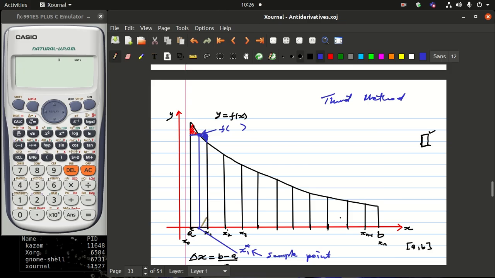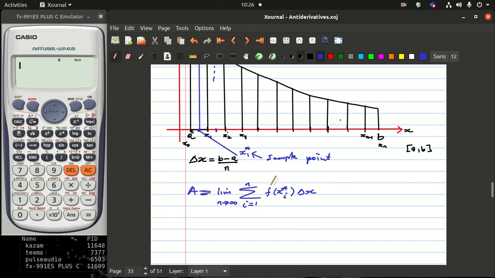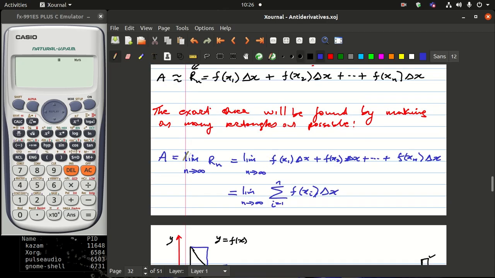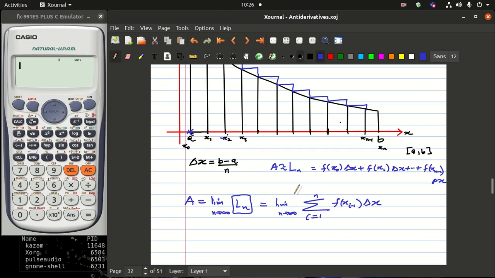Now this is what I was saying. The height, of course, since we said it's a sample point, here we'll end up having x1 star, and then here we'll have a sample point and the height is going to be f of x2 star. So these are the sample points. I hope I have covered some of these basics here. Because this is the same as the area, the calculations will give us the same thing.